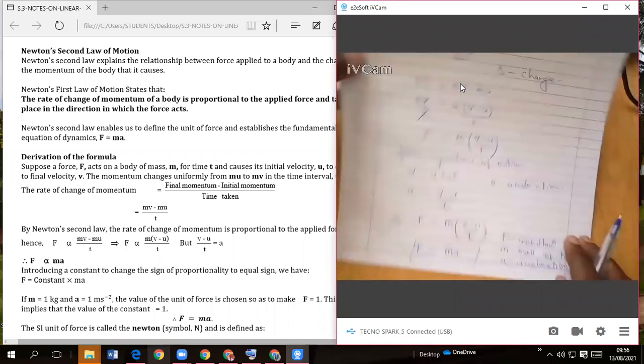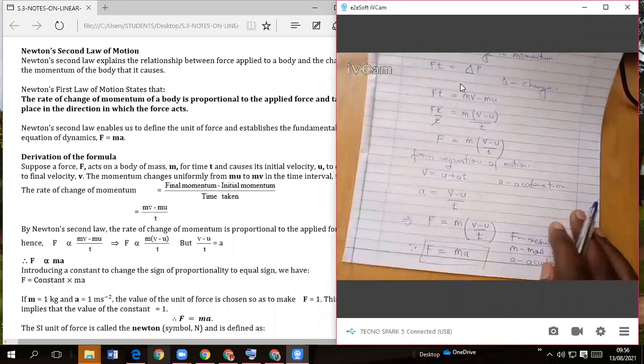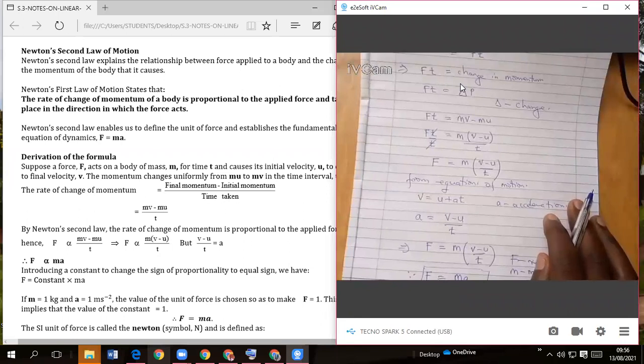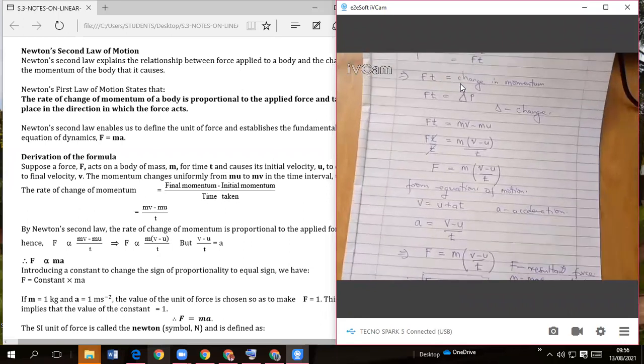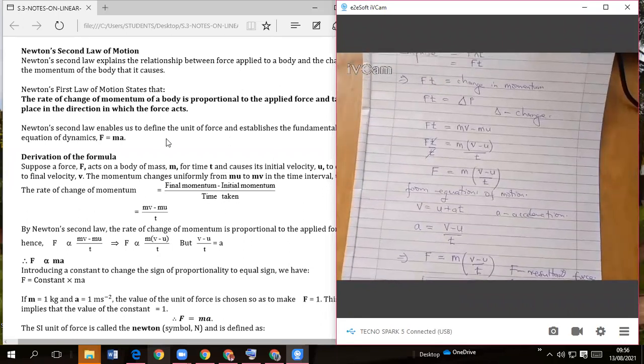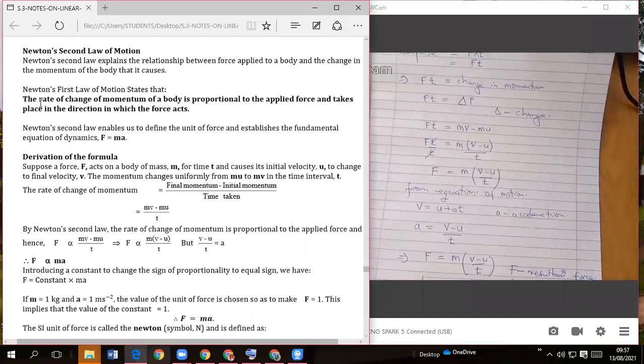Now, what Newton did was put these two concepts together, impulse and change in momentum, and then he came out with the law, which is here. I think that's what I'm highlighting.